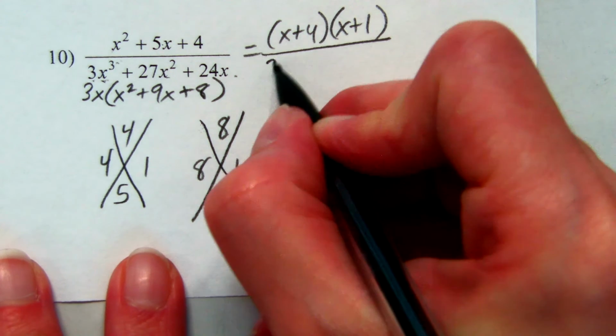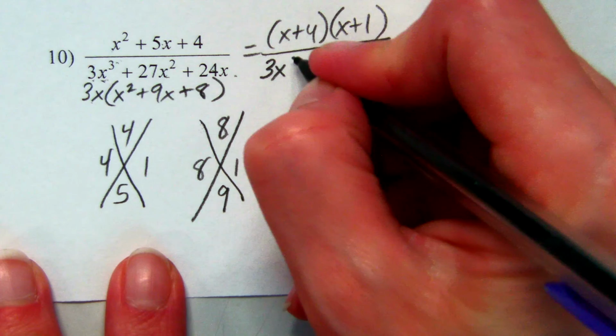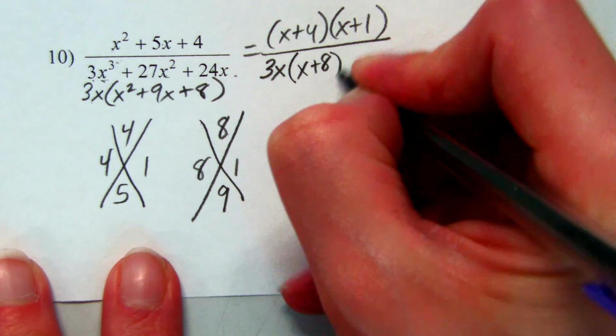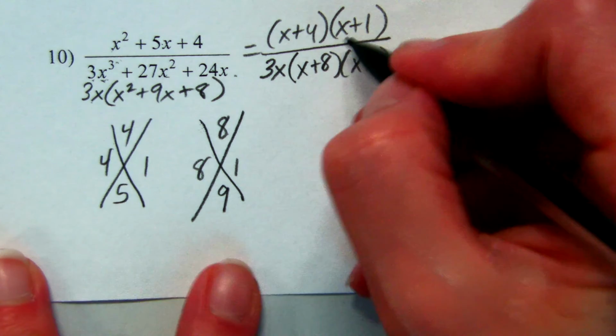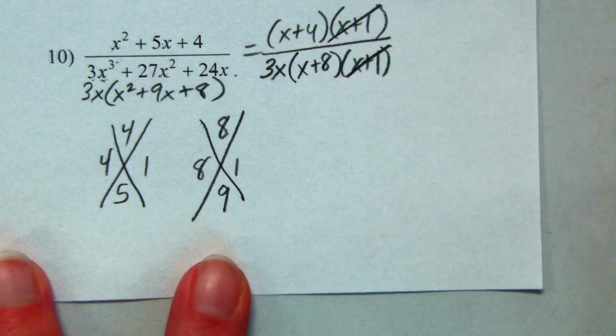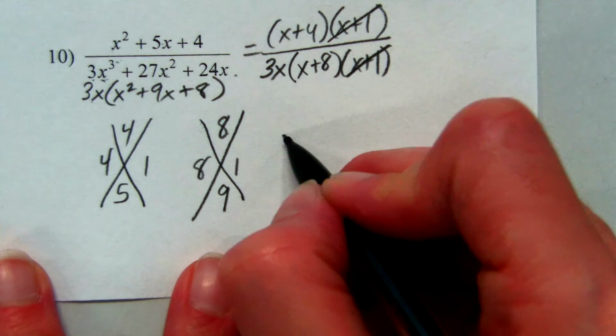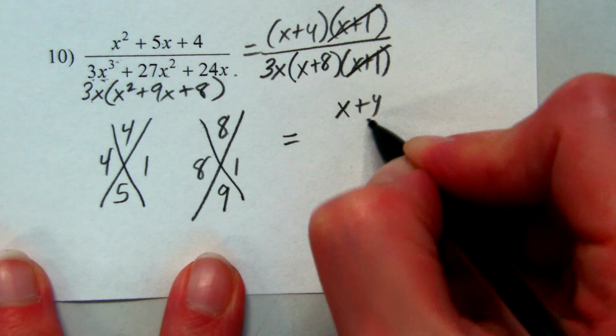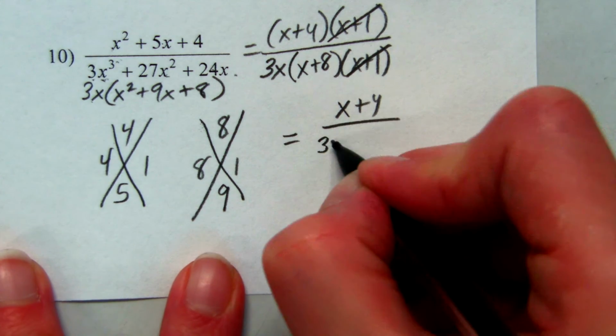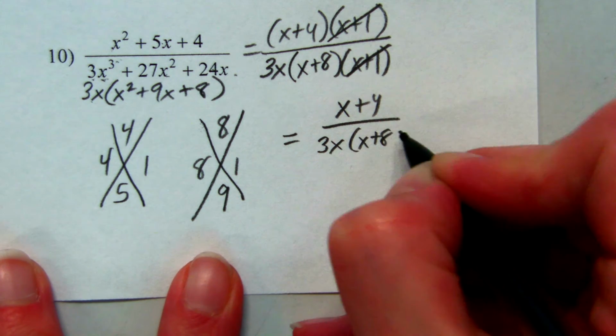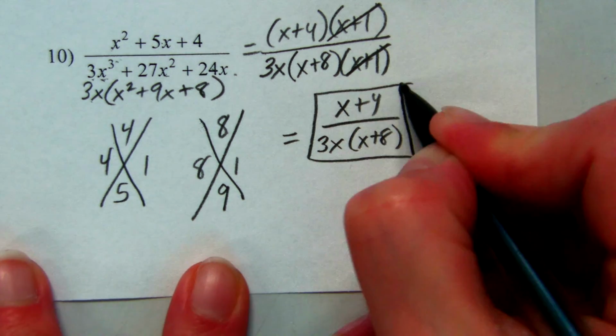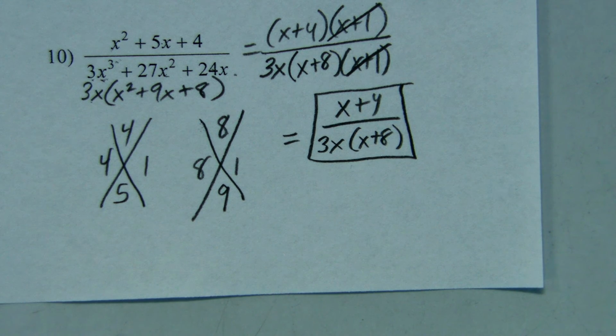Over here, we'll still have that 3x. Don't forget to copy that over. And then we'll have x plus 8 and x plus 1. So I can cancel the x plus 1s. And that's pretty much it. Everything else is going to have to stay. So I'll keep the x plus 4 in the top. I'll keep the 3x and the x plus 8 in the bottom. And that is it.